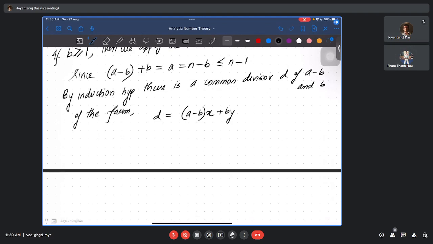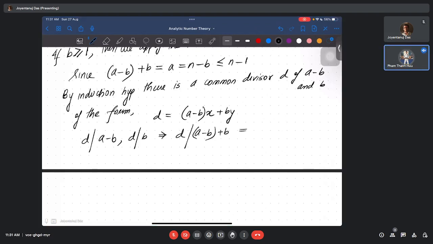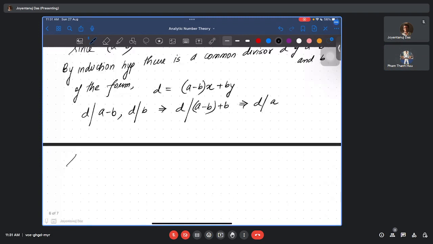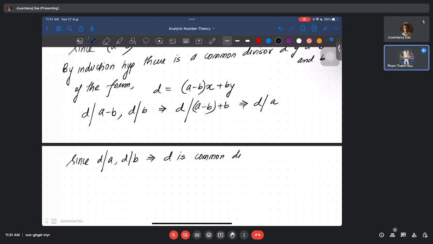So now this D is a common divisor of A minus B and D divides B also, right? So this implies that D divides the sum also, A minus B plus B. So this implies D divides A, right? So D divides A and D divides B. So this implies that D is a common divisor of A and B.